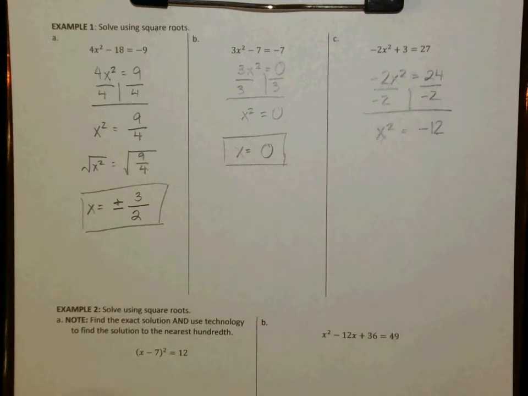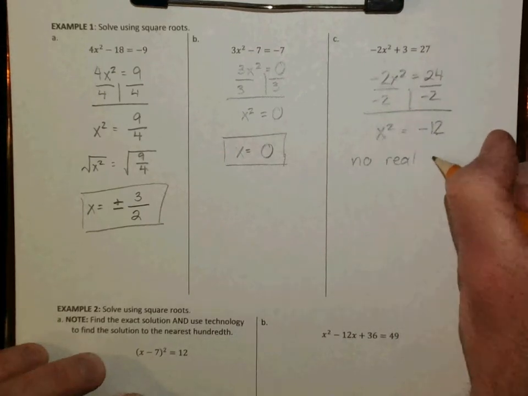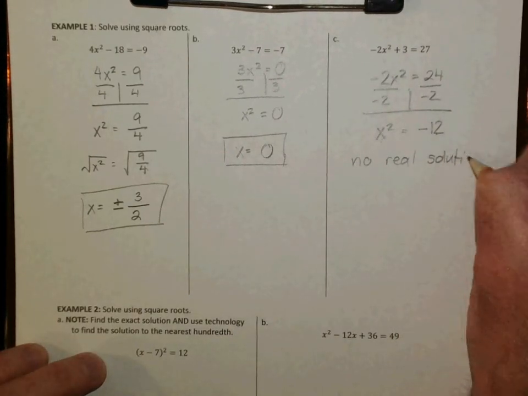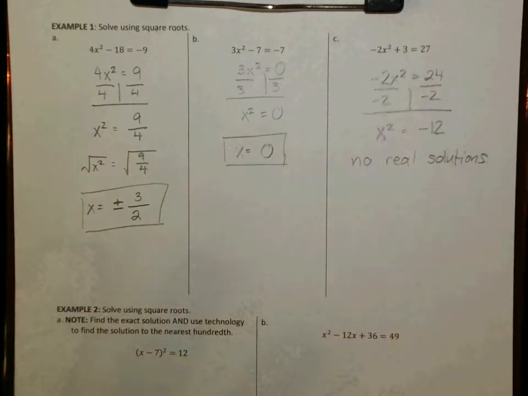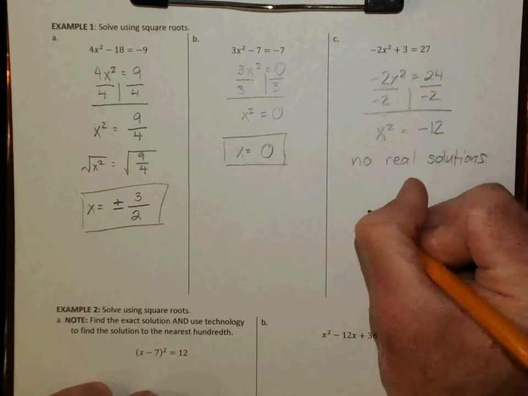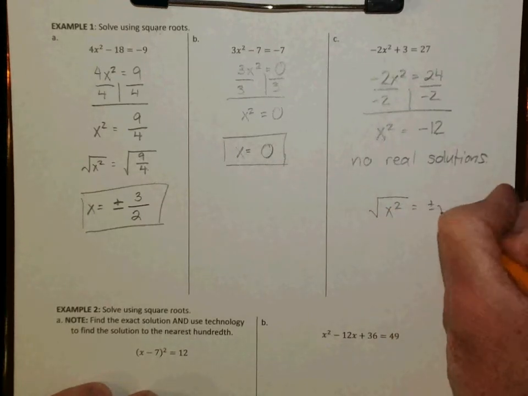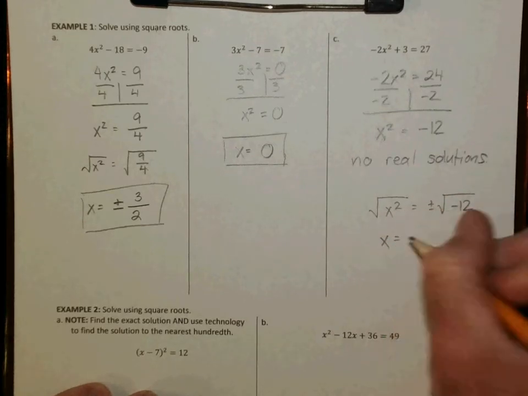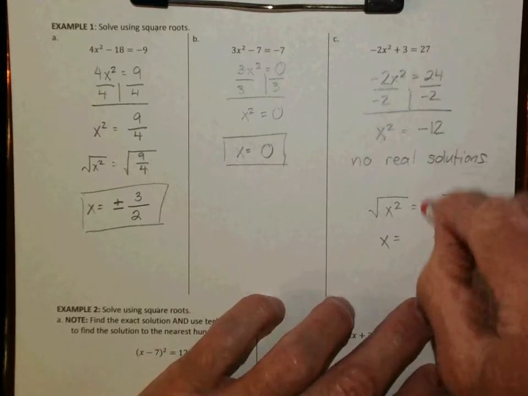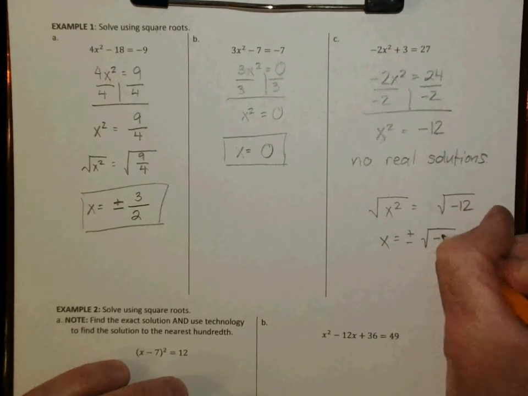So you could write no real solutions if you pick up on this. Now take note, my x squared is isolated. But if you had continued to solve it, you would take the square root of both sides, and then get x is equal to, oh, I'm sorry, I shouldn't have that yet. But now I should have it, plus or minus the square root of negative 12.